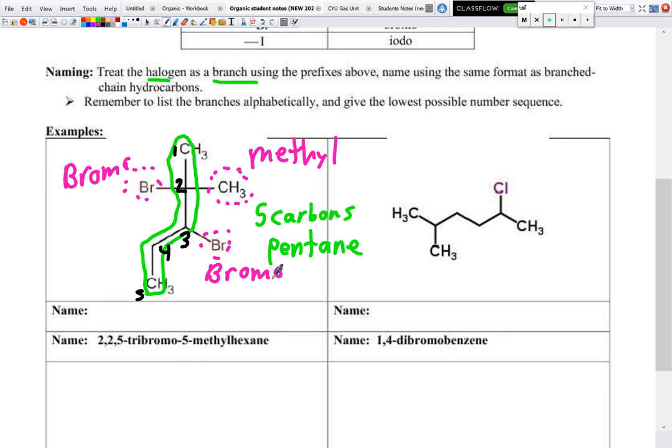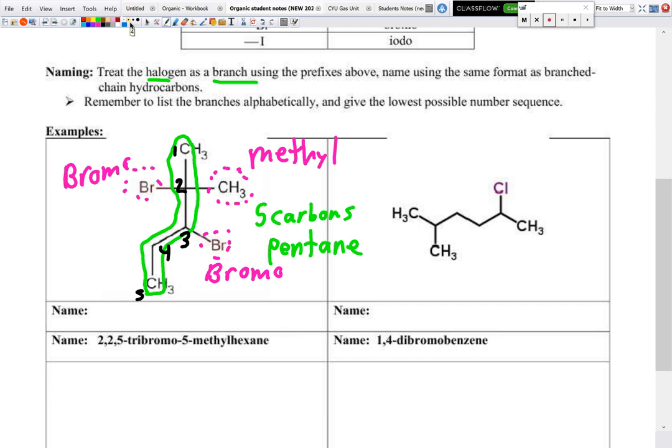Just like that. So we have our parent chain, which is pentane. We have all of our branches listed. So we got methyl and 2 bromos. So putting together a name is just like stuff that we've done before. So we have to list them in alphabetical order. And of course, making sure we put in the position, everything like that.